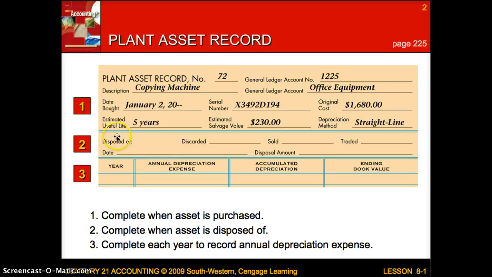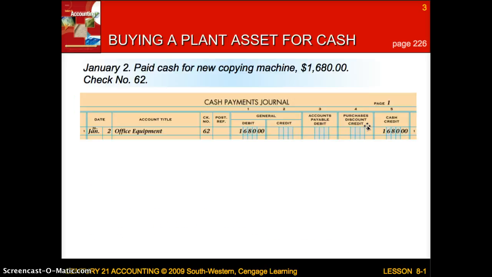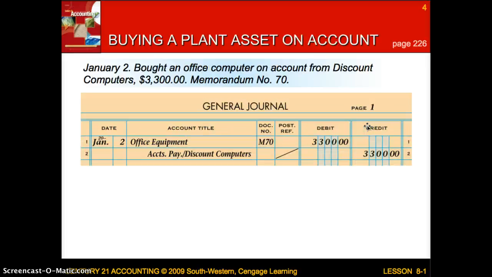But we can see here that we think that this will last us 5 years. We think that we'll get $230 out of it when we sell it. The original cost to our company was $16.80 even, and we are going to use the straight line depreciation method. On January 2nd, we paid cash for a new copying machine, $16.80 even, check number 62. This will go in our cash payments journal. Just like normally, we will use the account title office equipment because a copying machine will be in our office, $16.80 in our general debit, and a cash credit.